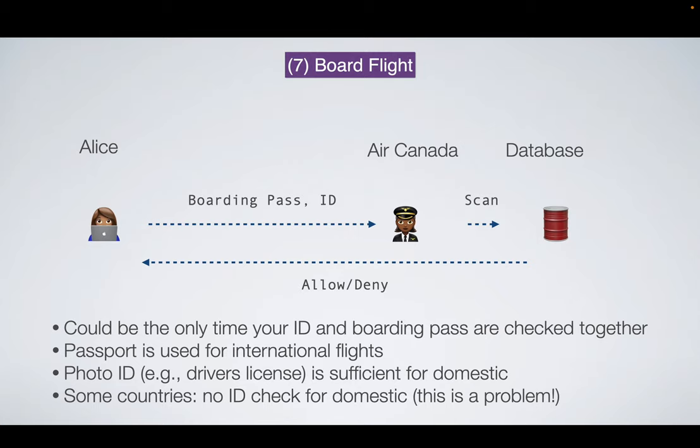So this could be the only time your ID and boarding pass are checked together. You need a passport if you're flying internationally. If you're flying domestically, it's just a photo ID. And for a long time in the US, if you're flying domestically, they wouldn't check your ID. At this point, they had an ID check earlier in their process, with TSA, they check your ID, but they didn't check your ID at the gate.